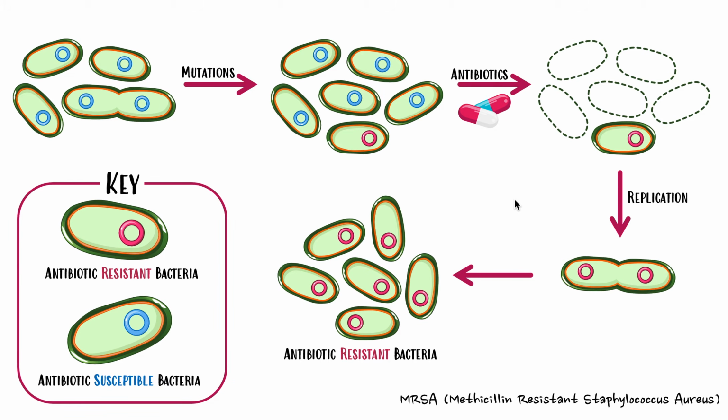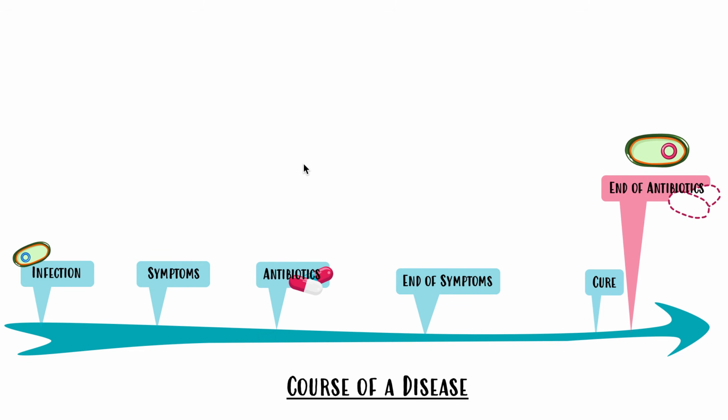So how can we prevent this problem? Because won't this always happen? There's a way you can kind of minimize and prevent this. Let me show you. The normal course of disease goes like this. You get infected by a bacteria, you develop symptoms, you go to the doctor, they give you antibiotics, you take them, your symptoms go away, and eventually you have a cure, right? And then you stop your antibiotics.